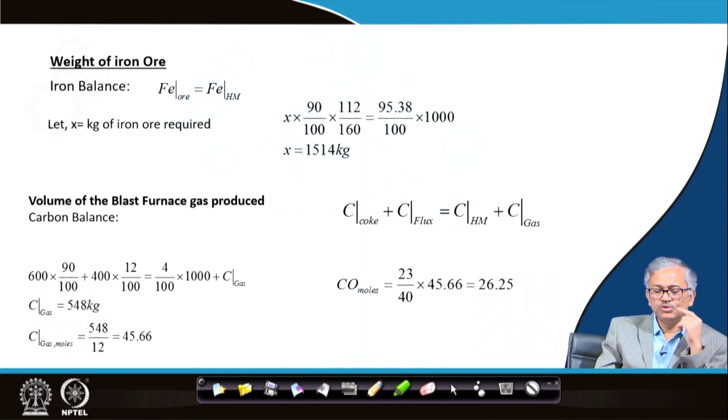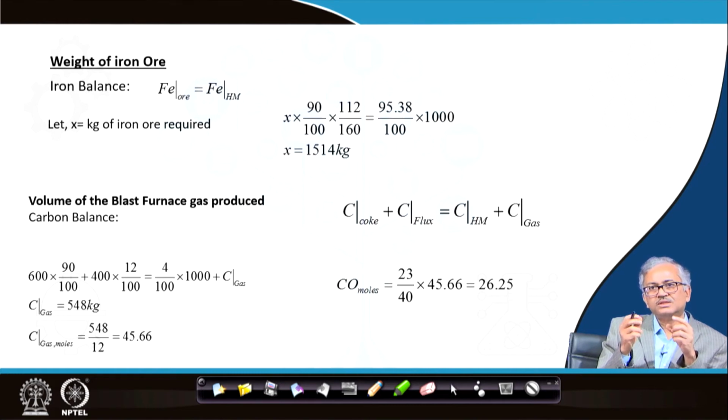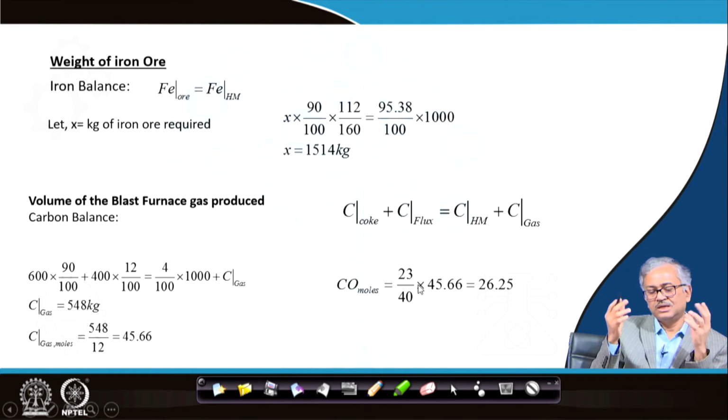So, that is the CO moles, because I know 23% is the CO, and 40 is basically the total volume percentage of the carbonaceous components, that is the CO and CO2. So, out of 40 of CO and CO2, 23 is CO. So, this is basically the mole fraction of CO in the CO-CO2 mixture. This mole fraction of CO in the CO-CO2 mixture multiplied by this will give you the moles of CO in the CO-CO2 mixture in the exit gas. So, it is coming around 26.25.